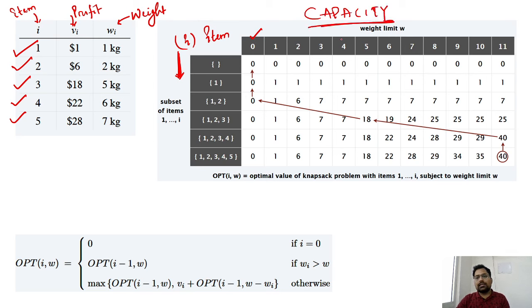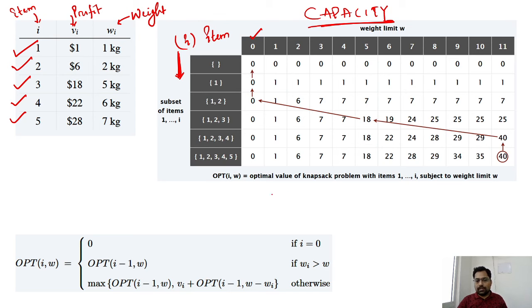Capacity is segregated into 1, then adding 1 up to 11. For zero, if the carrying capacity is zero, it cannot carry anything. Whatever the item we have, we'll put it as zero. These cells are the profit cells. These cells are considered as profit.